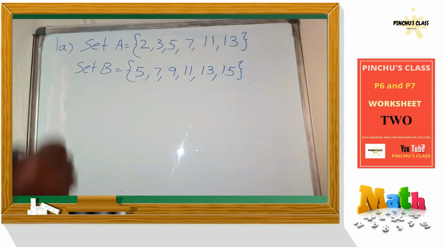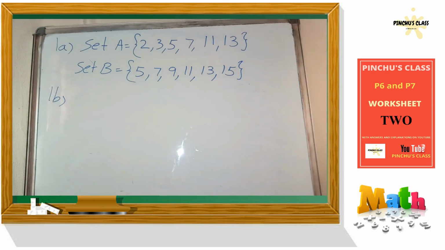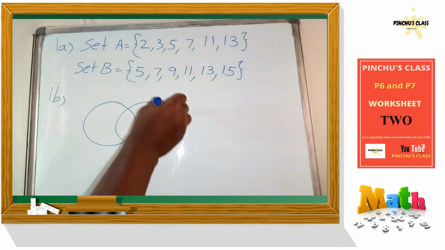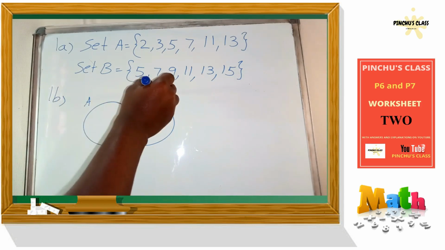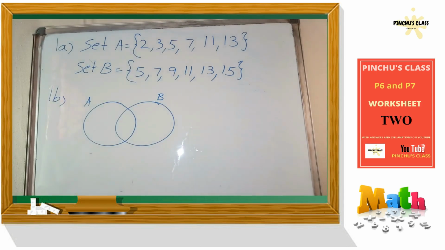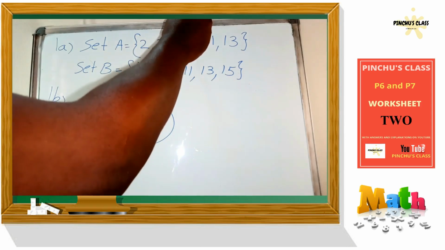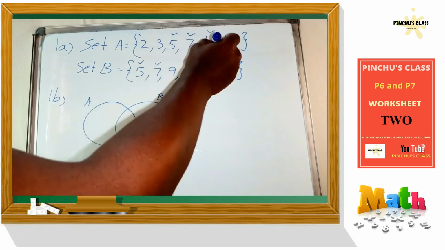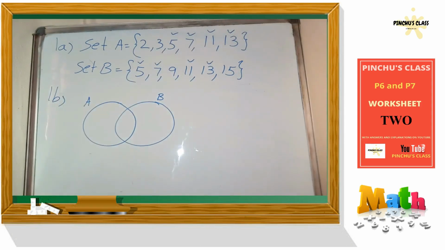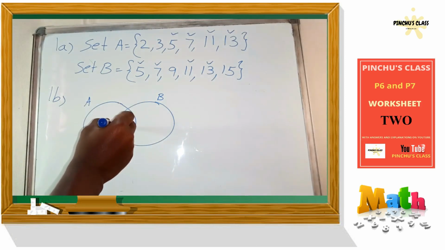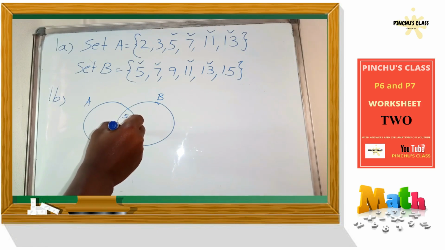Now they have given us part B, 1B. We have to represent the sets A and B on the Venn diagram. So we are going to draw our Venn diagram. We have A and we also have B. Now the first thing we do is to look for the common members in both sets. So we have 5 and 5, 7 and 7, 11 and 11, and also 13 and 13. So after getting the common members, we put them in the intersection: 5, 7, 11, and 13.